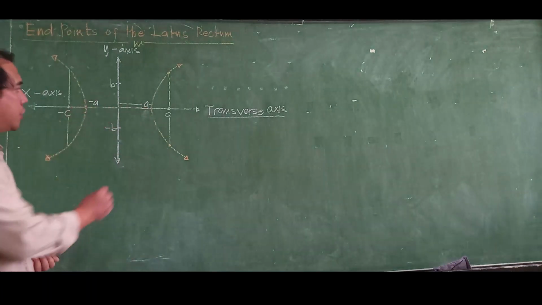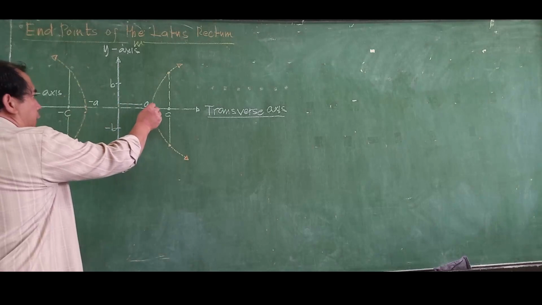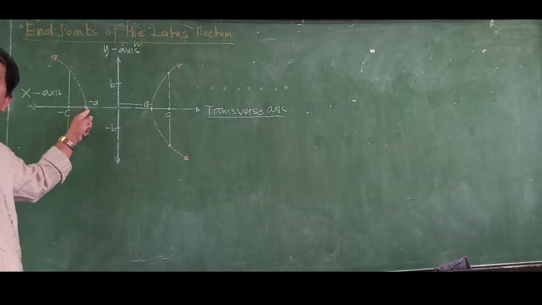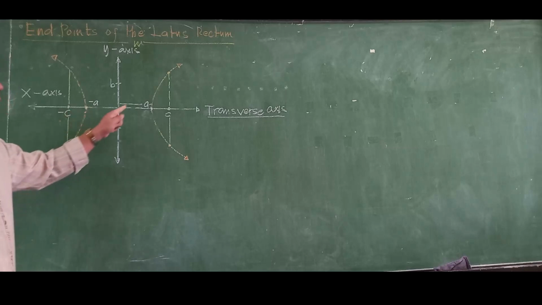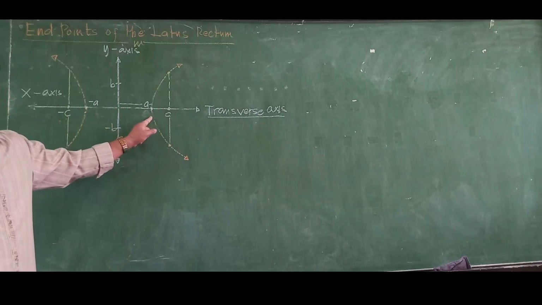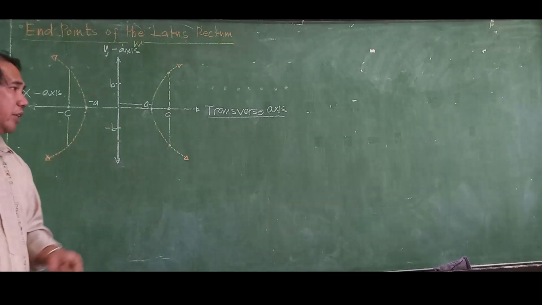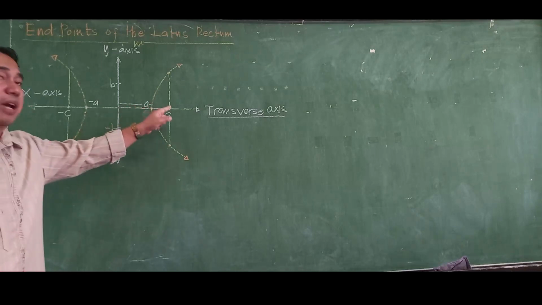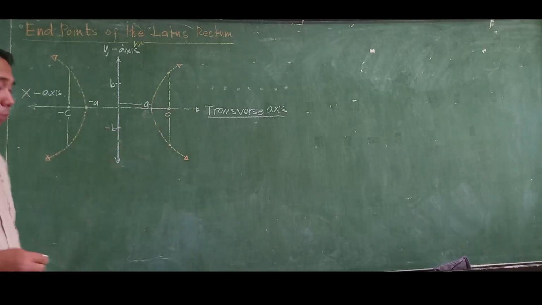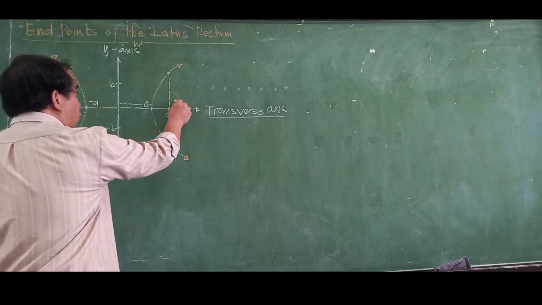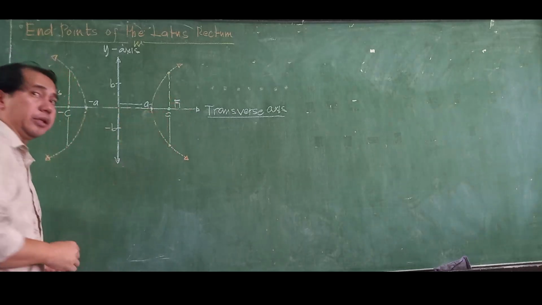So what are our vertices? The vertices are negative a, 0 and positive a, 0. So that is the vertex. Now, what about the measure from the center going to the expected focus? Meaning, we have here focus 1. What must be that measure? That is the same as c.